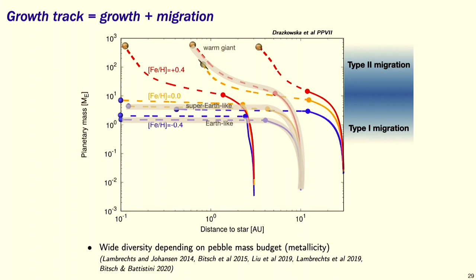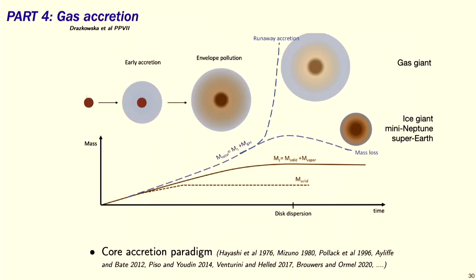And you see here in this plot, the solid lines are actually solid accretion, and the dashed lines are gas accretion. So here's planetary mass versus distance to the star. All right, so this brings us to gas accretion and maybe one of the most important and enduring paradigms of planet formation, the core accretion scenario.